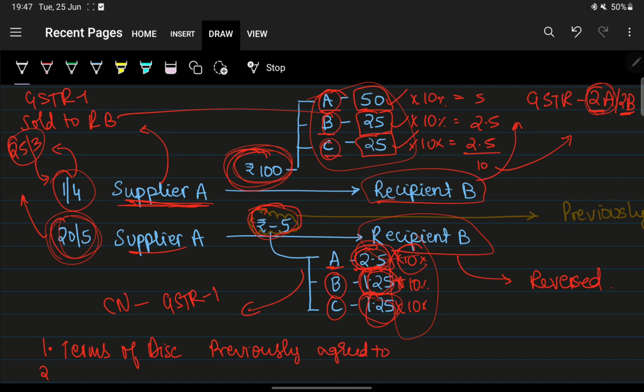Okay, what is the second point? The second point is that invoice wise detail should be available. Invoice wise details are available, okay, for discount. Okay, next, what is the third point? Third point is that ITC should be reversed. ITC is reversed by the recipient.